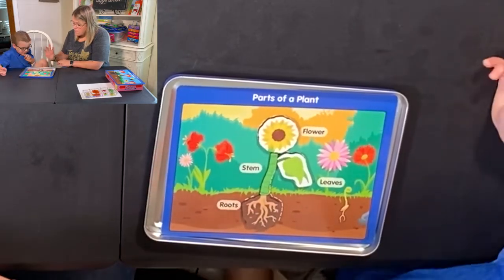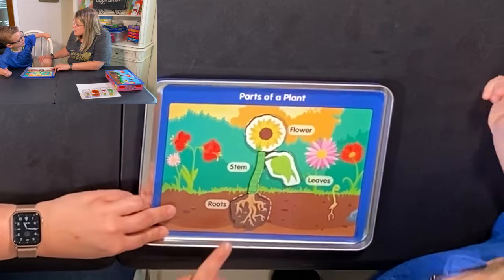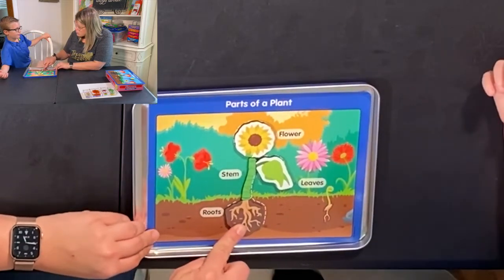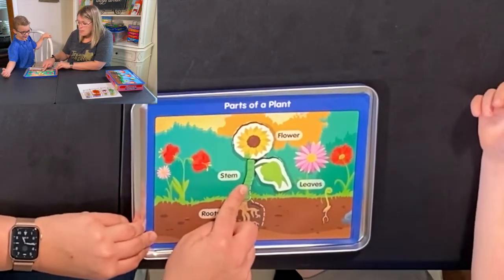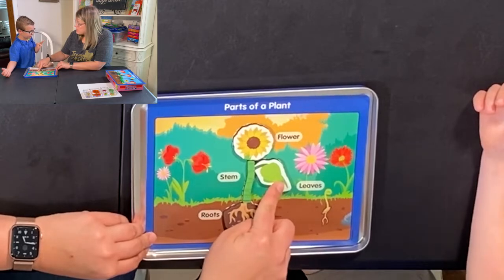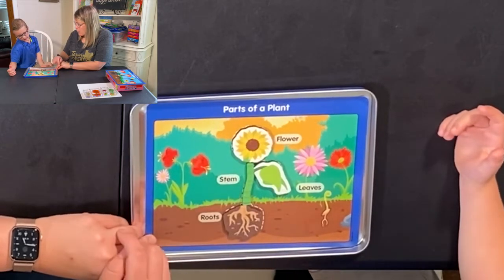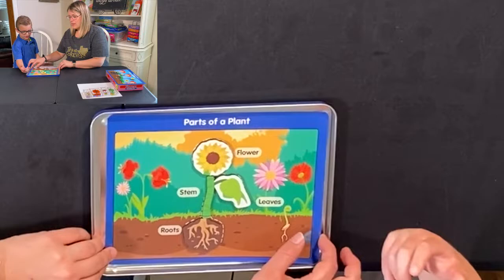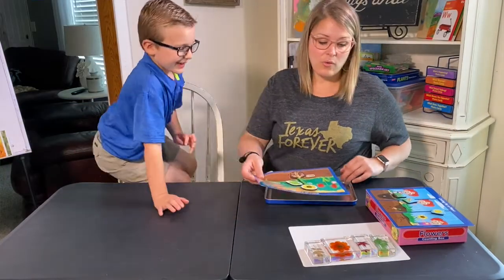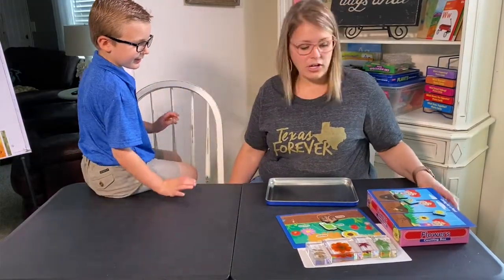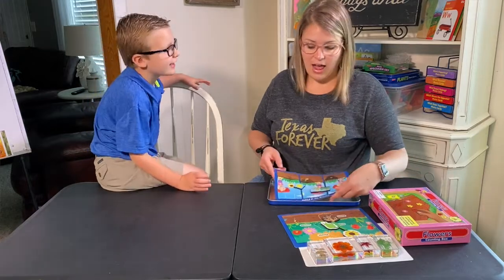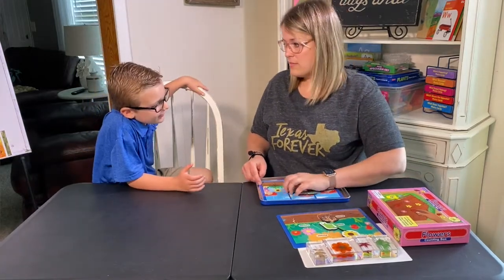So we have 4 parts to a plant. Let's say them together. Ready? Roots. Stem. Leaves. And flower. Now, there's only one more thing on the chair that I want to go over, and it's how to care for a plant.